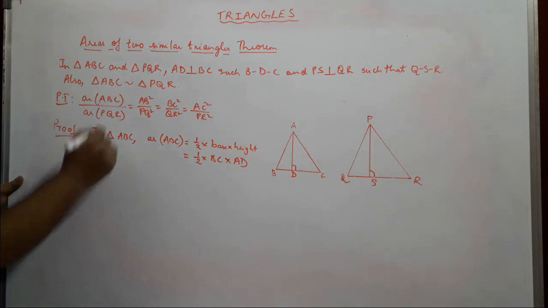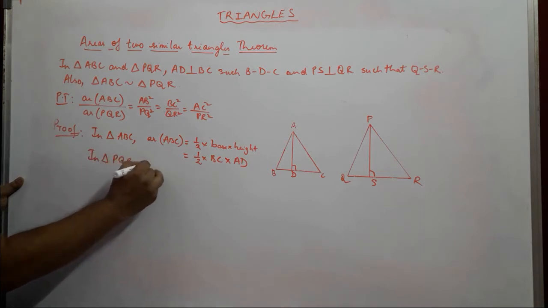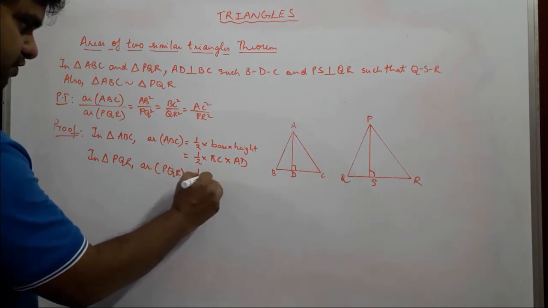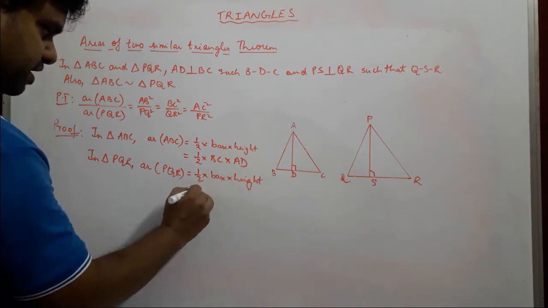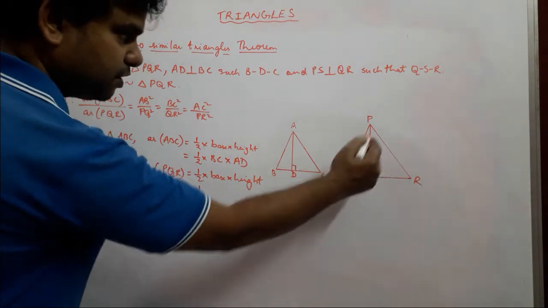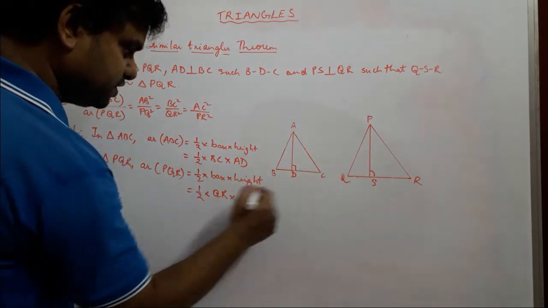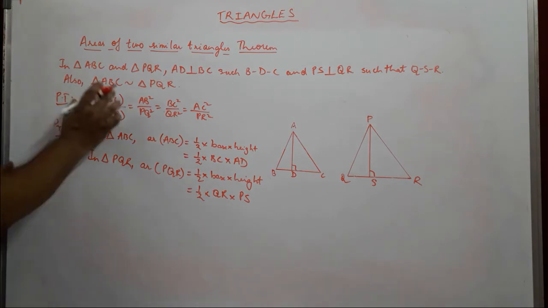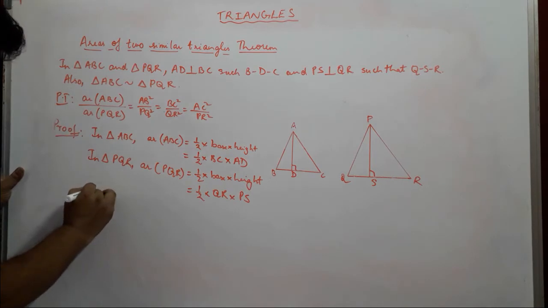Then we go to the other one, where we require the area of triangle PQR. In triangle PQR, area of triangle PQR is equal to half, again base into height, and the base of triangle PQR is of course QR, and the height is the perpendicular, which is PS. Fine. So we've got both the areas. Now we take their ratio. Since we wanted area of triangle ABC upon area of triangle PQR, let's take that.